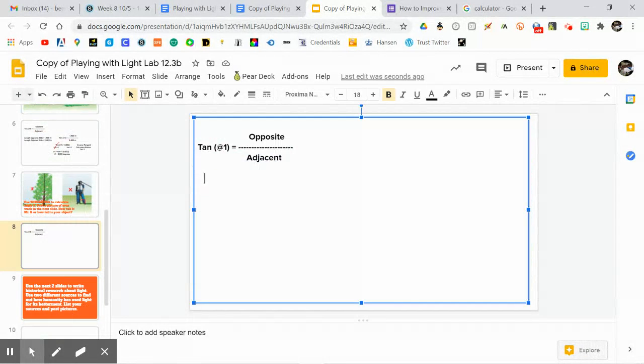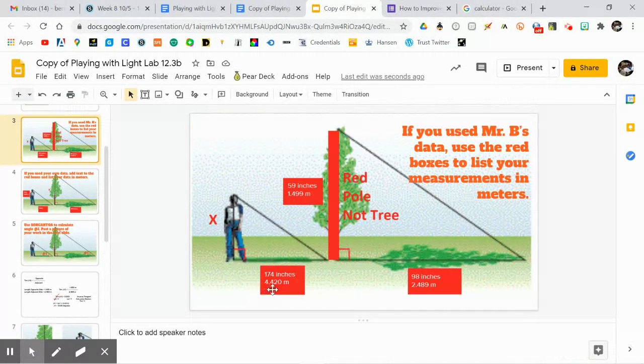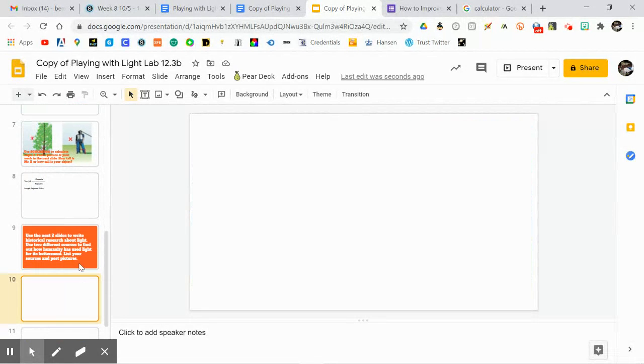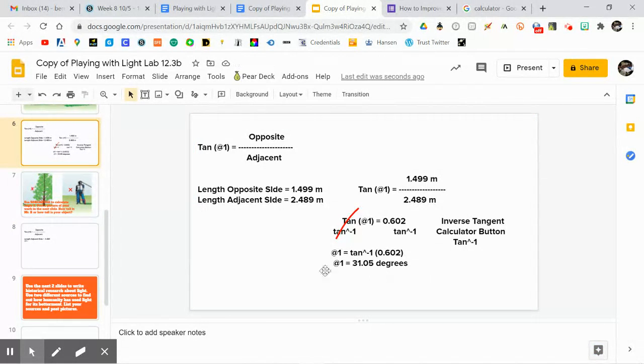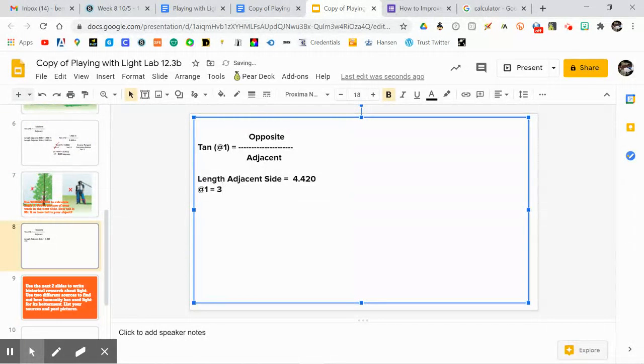So the length of the adjacent side is 4.420, and the angle at 1 is 31.05 degrees. And the opposite side is what I'm trying to figure out: the height of Mr. B, or the height of the tree. That is what I'm trying to figure out.